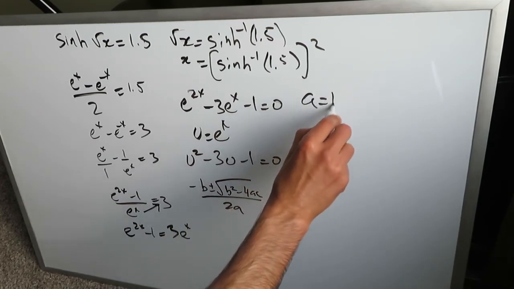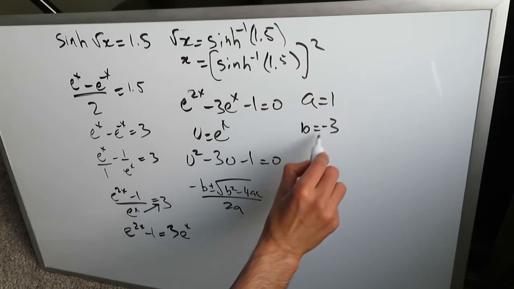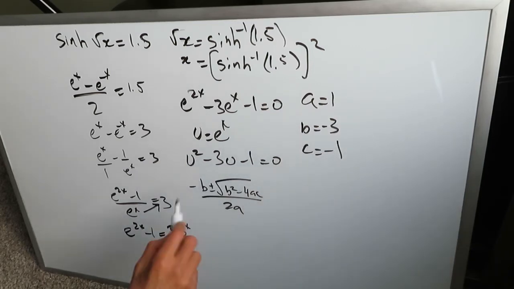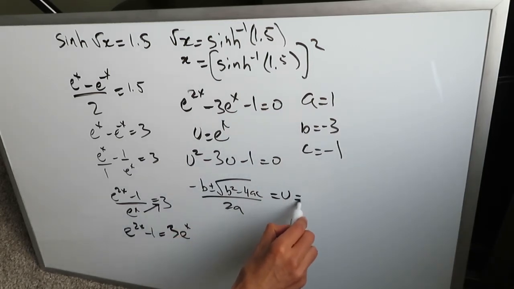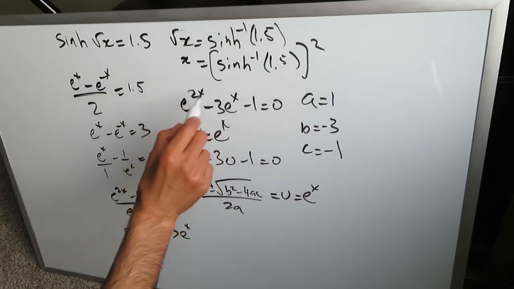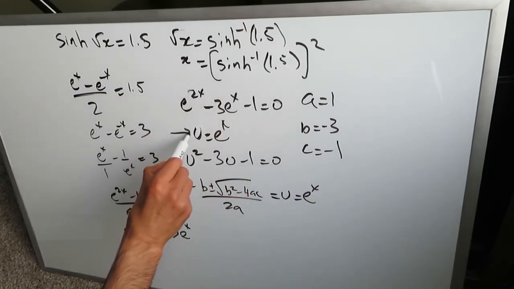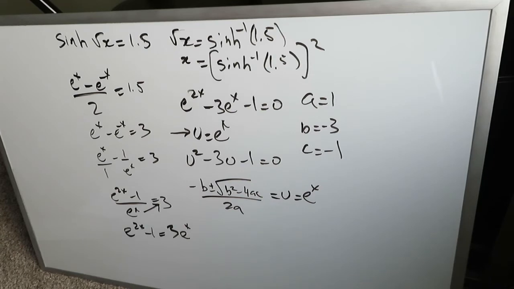What's my a value? It is equal to 1. My b is equal to minus 3. And c is equal to minus 1. All of this is going to equal u, which is equal to e to the x because of the substitution we've made. When you solve this out, you end up getting two answers. You're going to get 3.3 as one answer. But the other answer is a minus answer. It'll be minus 0.302, I believe.